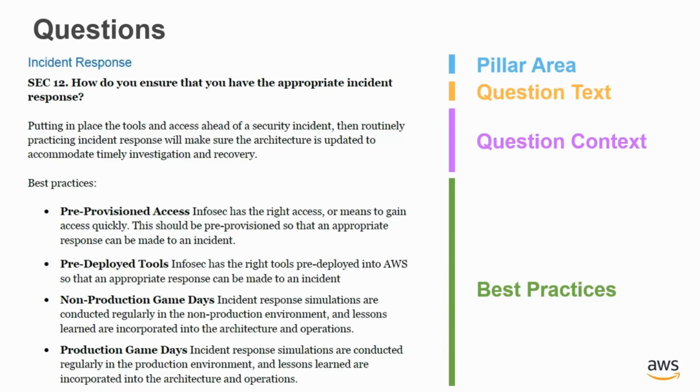Here's an example of one of the questions. So this is for security, specifically around incident response. How do you ensure that you have the appropriate incident response? So you'll see that it has a pillar area where it is, incident response, and the question text. It'll give you a context. So the context itself will give you a reason of why you want to ask this question. So putting in place the tools and access ahead of a security incident, then routinely practicing incident response, will make sure that the architecture is updated to accommodate timely investigation and recovery. So that's the reason why you want to ask the question.